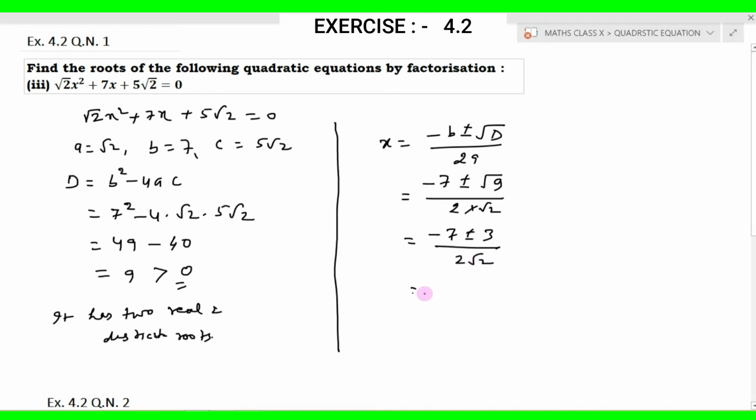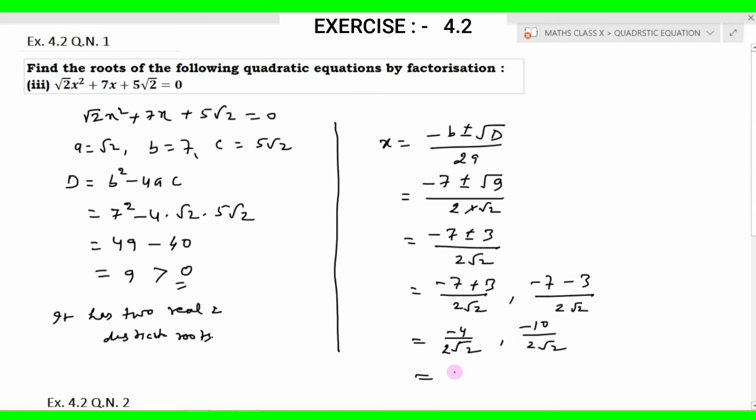Okay, so we can write the two things: (-7 + 3)/(2√2), and one more is (-7 - 3)/(2√2). So here you will find -7 + 3 is -4 by √2, and here is -10 by 2√2.